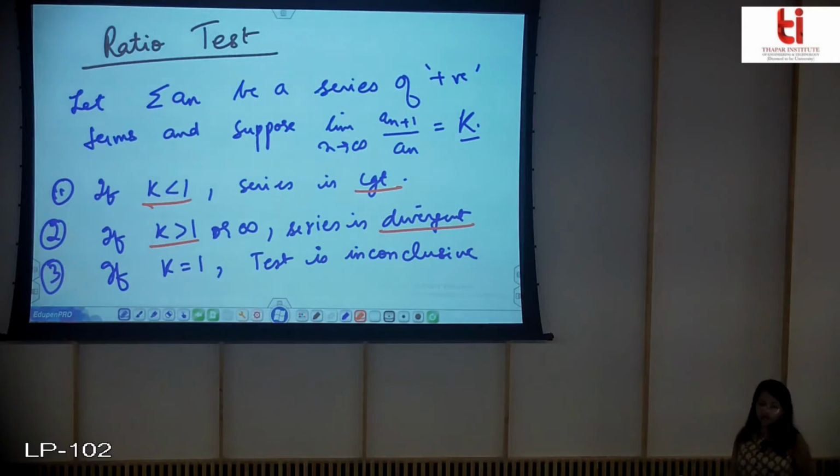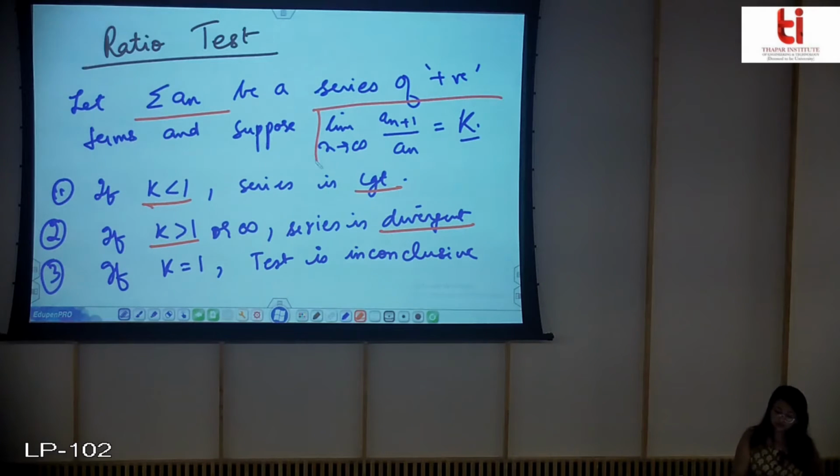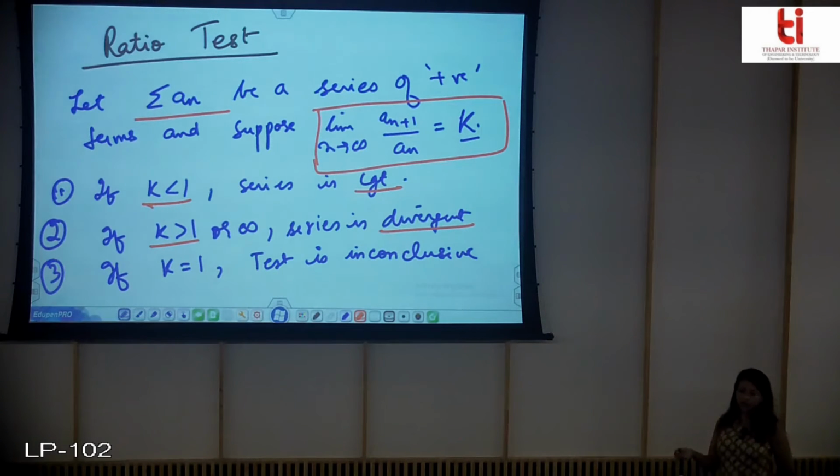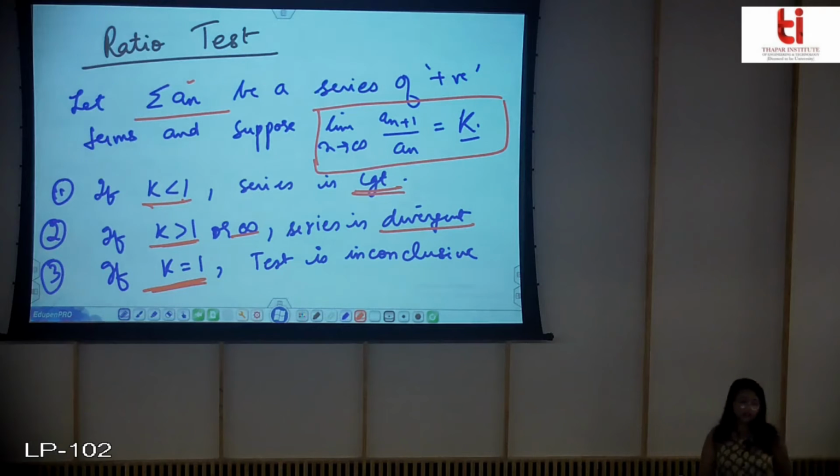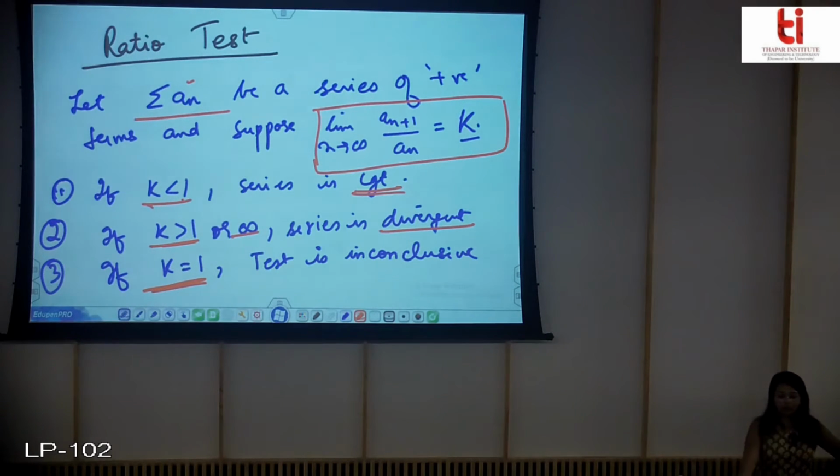So look at this test again. You want to check the convergence or divergence of this series. You find the limit of the ratio of the (n+1)th term divided by the nth term, and you get this value k. If k is less than 1, you will say that the series a_n is convergent. If k is greater than 1 or comes out to be infinity, you will say that the series is divergent. And if it comes out to be 1, then the test is inconclusive and the ratio test fails. You cannot say anything about the convergence or divergence of a_n.